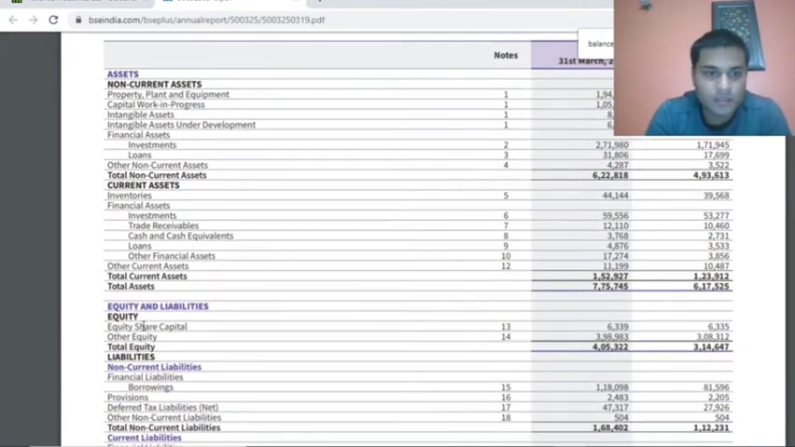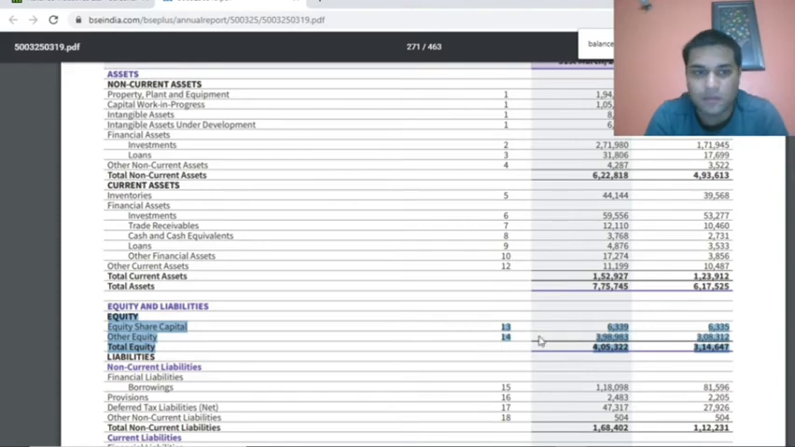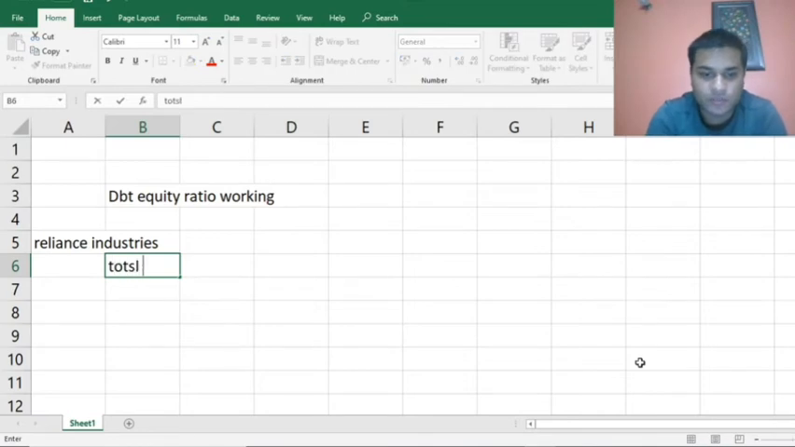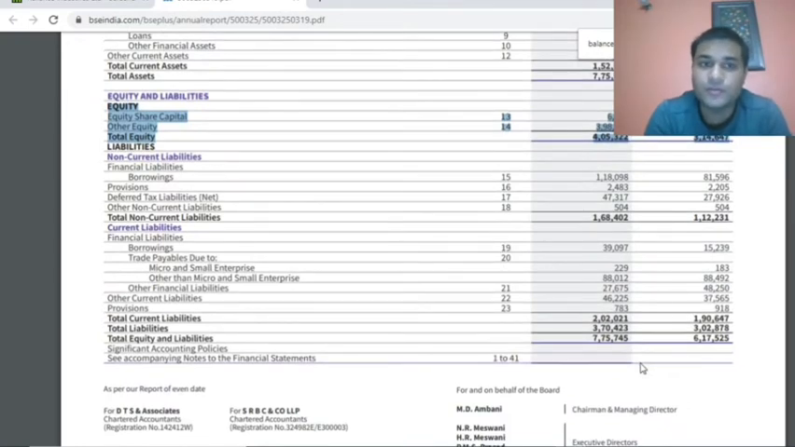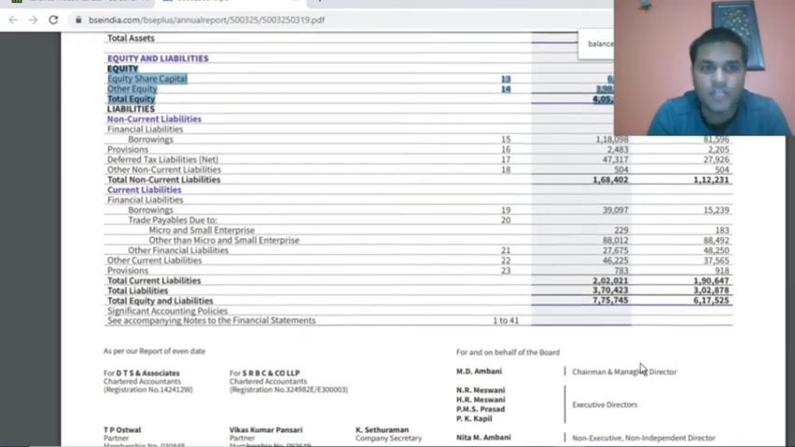This portion, the equity share capital and other equity, is the owner's capital, or the net worth of the company. While calculating the debt equity ratio, we consider this as our denominator. So total equity is 405322. For the borrowings part, as I told you, the ratio mainly consists of total borrowings upon the net worth of the company. Now, total borrowings, we have to judge ourselves.